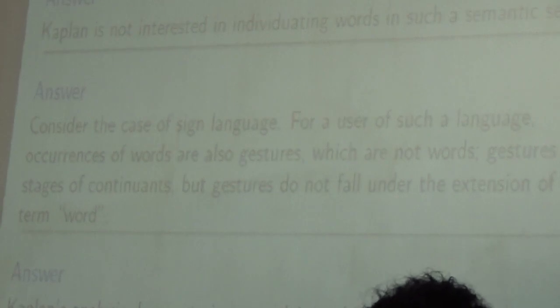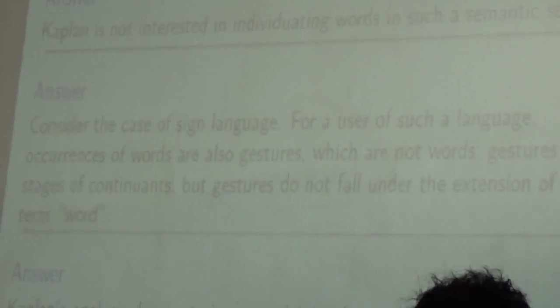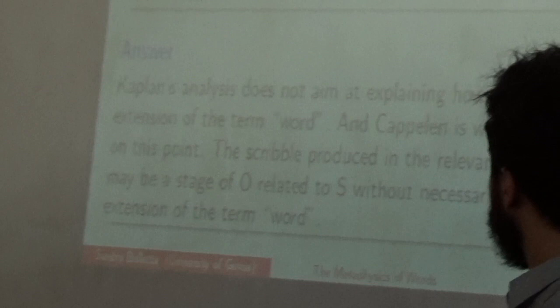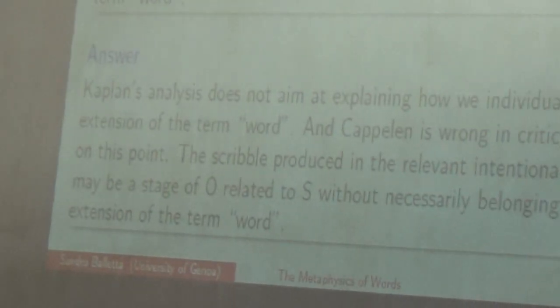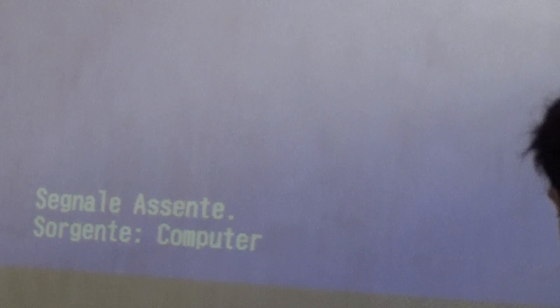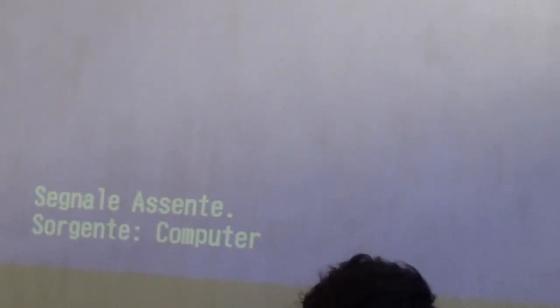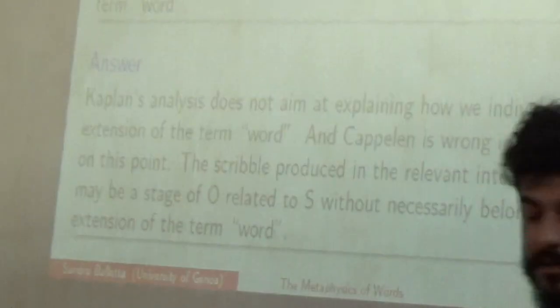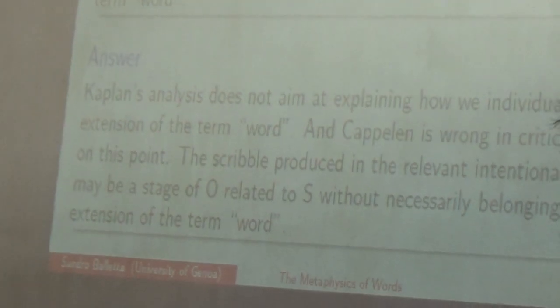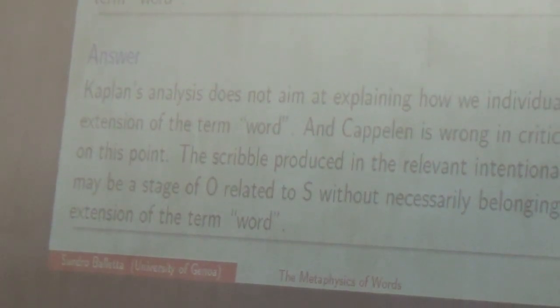Kaplan's analysis does not aim at explaining how we individuate the extension of the term word, and Pence, I think, is wrong in criticizing Kaplan at this point. The scribble produced in the relevant intentional state S may be a stage of O related to S without necessarily belonging to the extension of the term word.